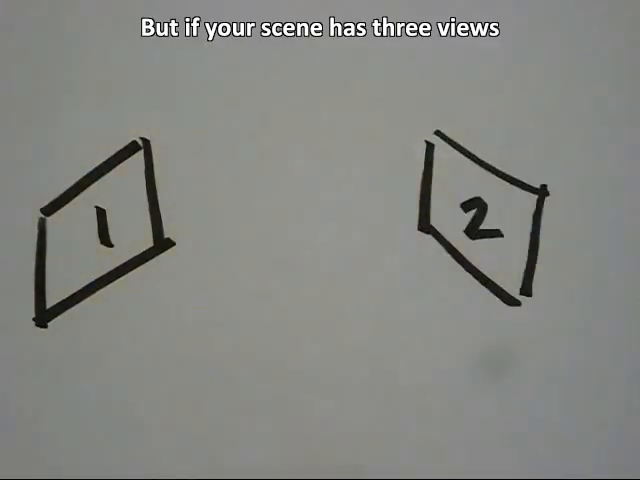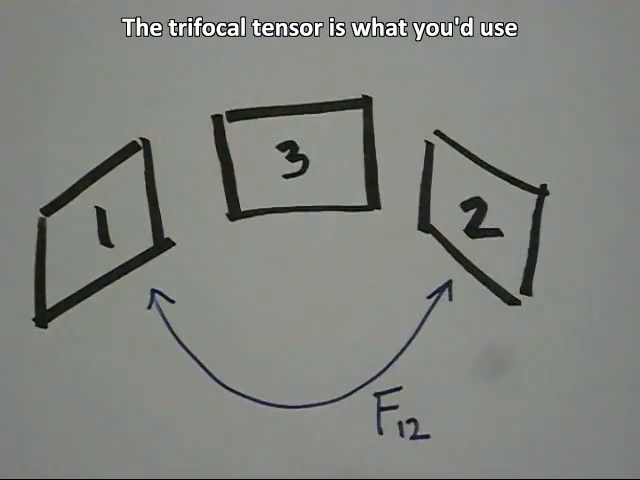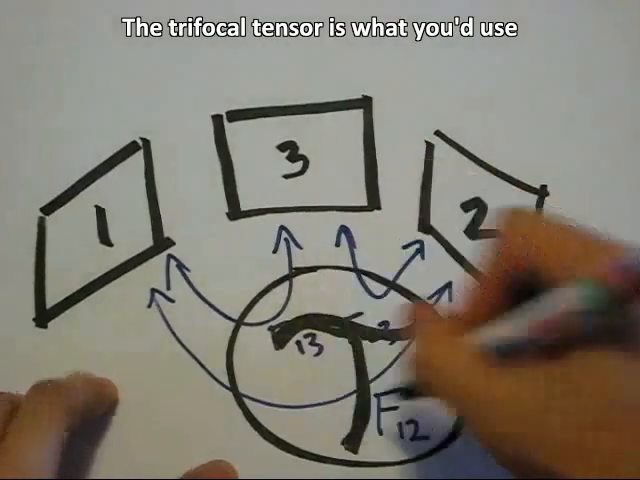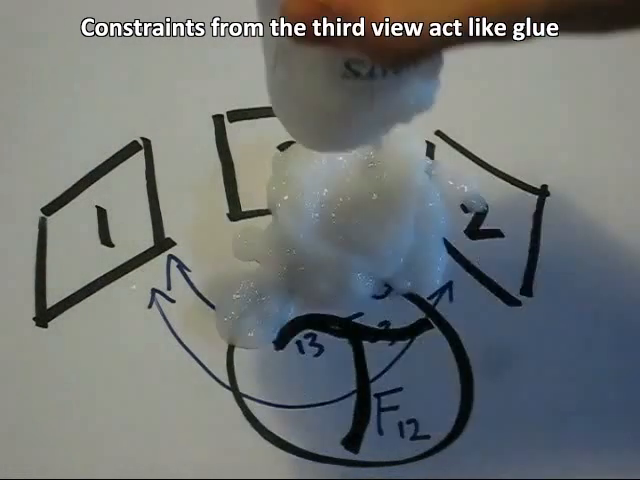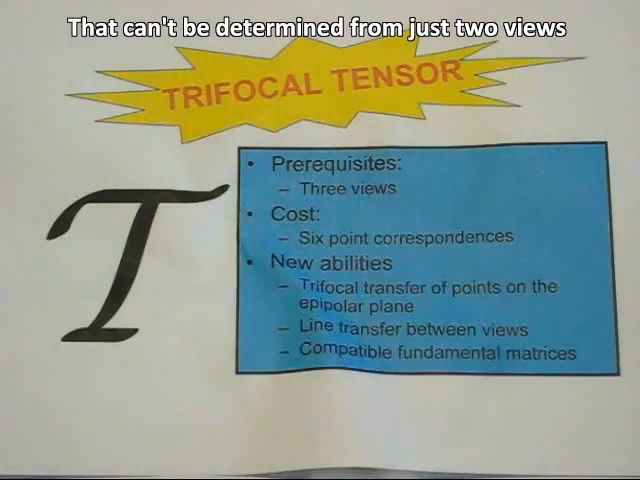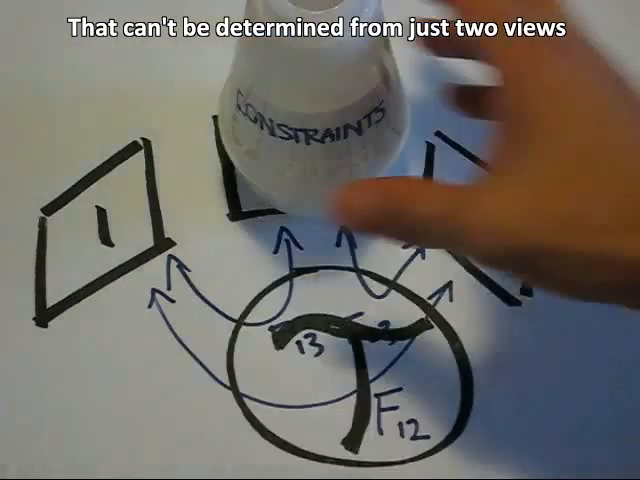But if your scene has 3 views, the trifocal tensor is what you'd use. Constraints from the third view act like glue that can't be determined from just two views.